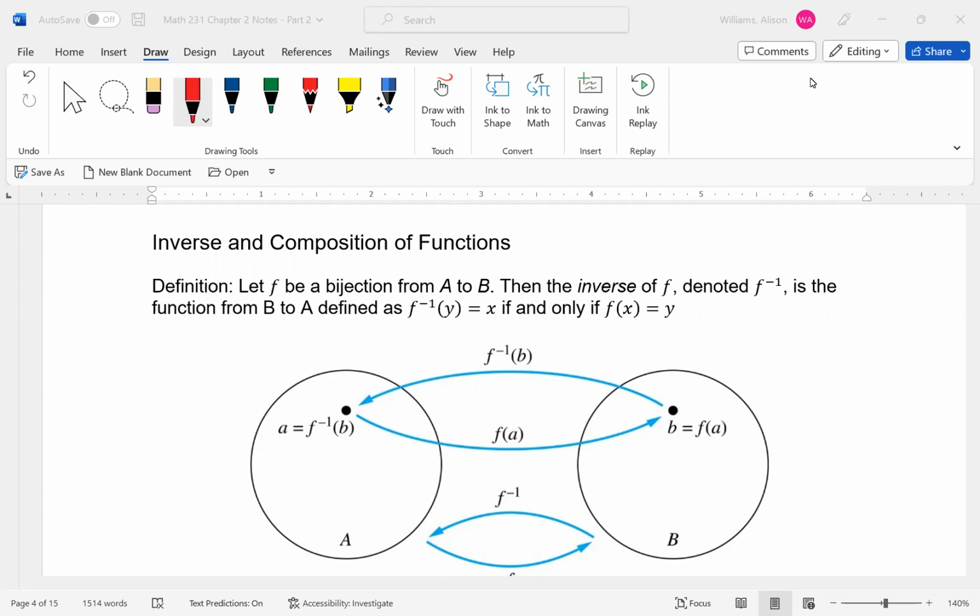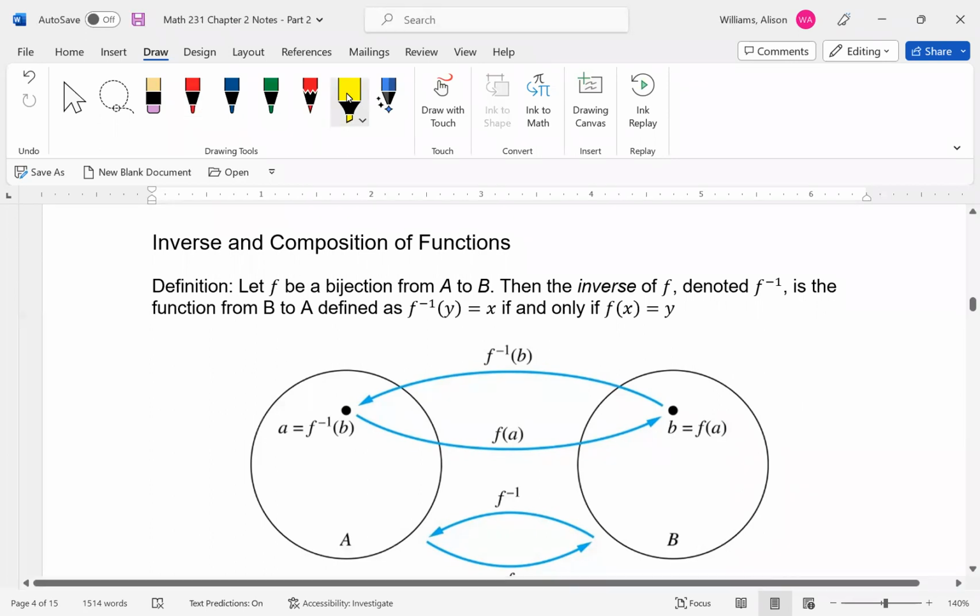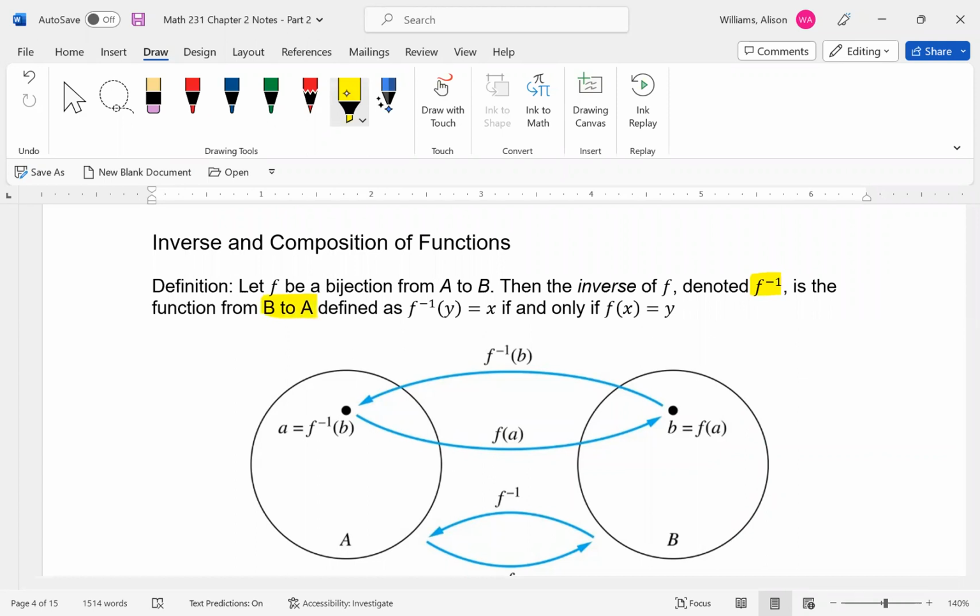So if f is a bijection, remember bijection means it's one-to-one and onto, then the inverse, which we use this f to the -1 notation, is the function that literally reverses the domain and codomain. And f inverse of y equals x if and only if f of x equals y. So it's the idea that it takes the ordered pair under f and reverses it the opposite direction. It maps it the other way from the other set as the domain to the previous one's codomain.